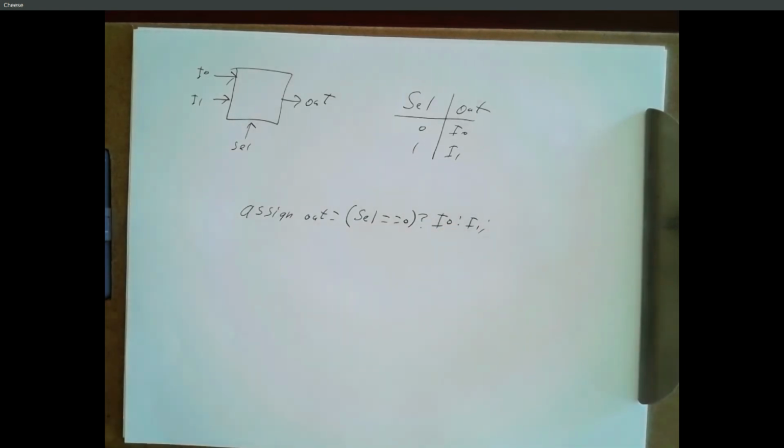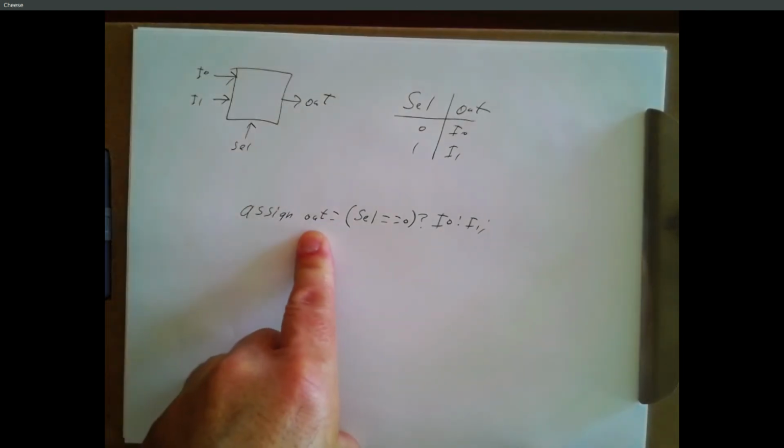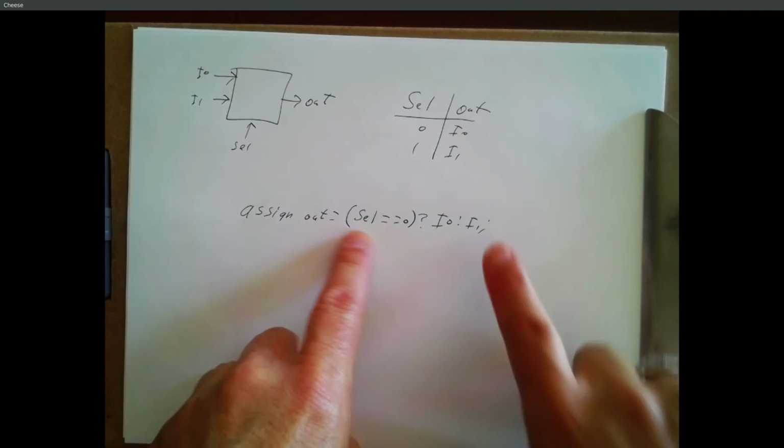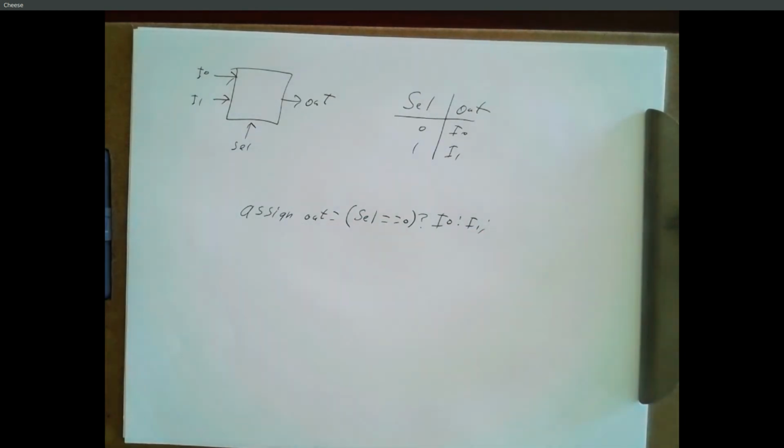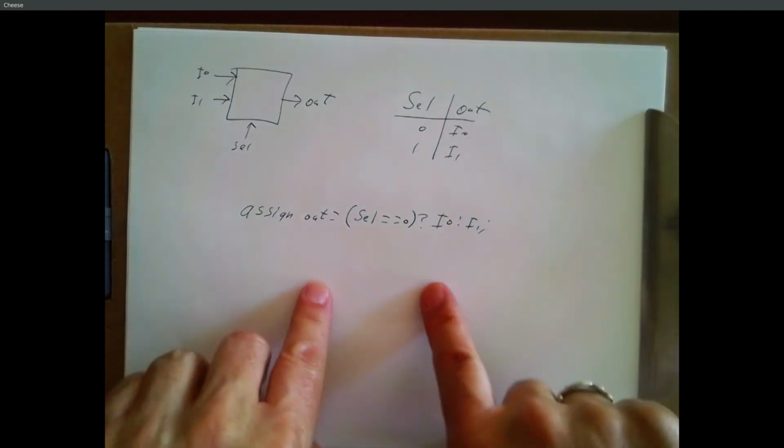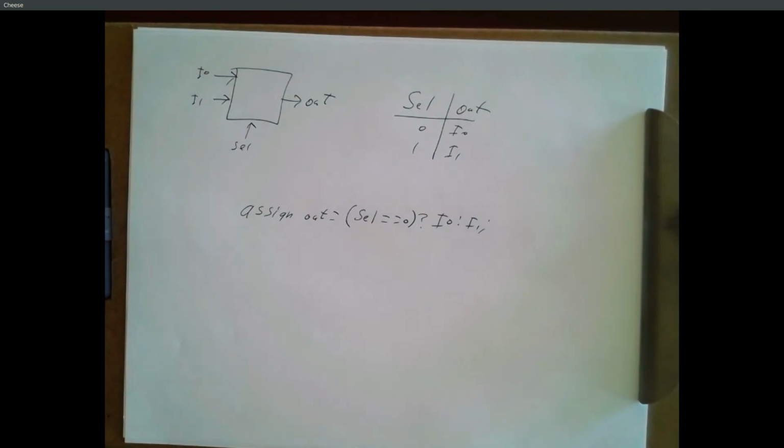This works in C, this works in Java, this works in other languages, but it also works in Verilog. And it's a nice compact way of writing an if statement. And so out could be a wire here, because we're actually saying connect it to this expression. And this actually gets synthesized as a multiplexer.